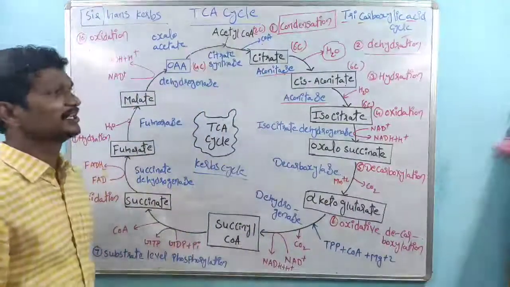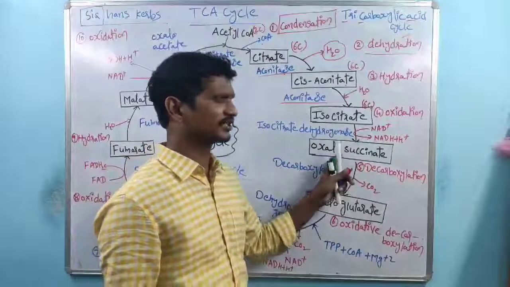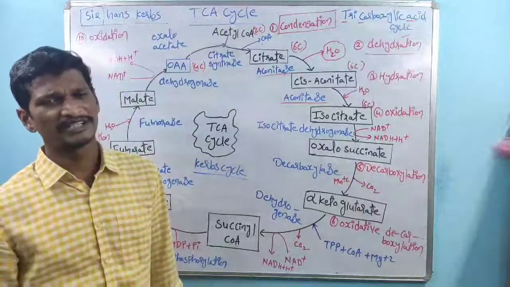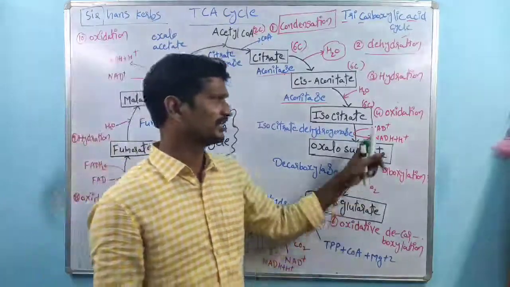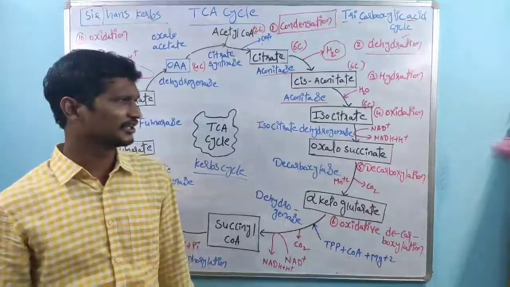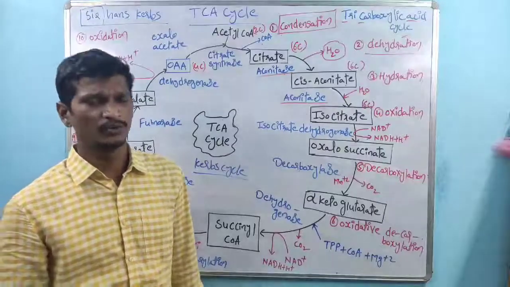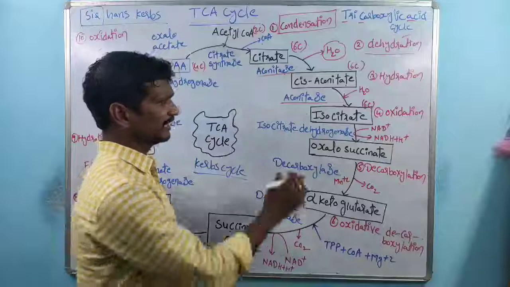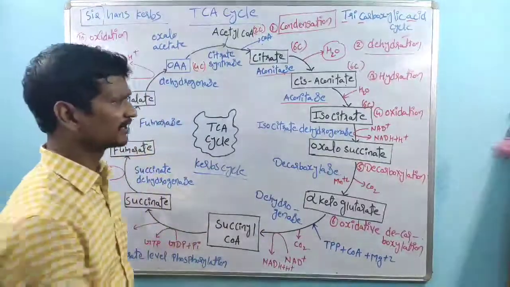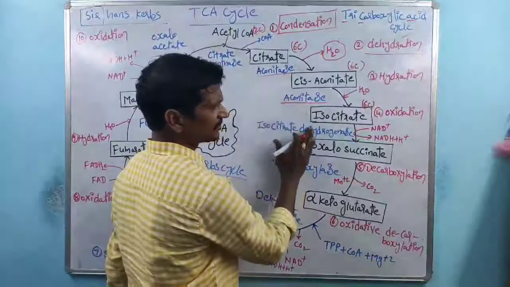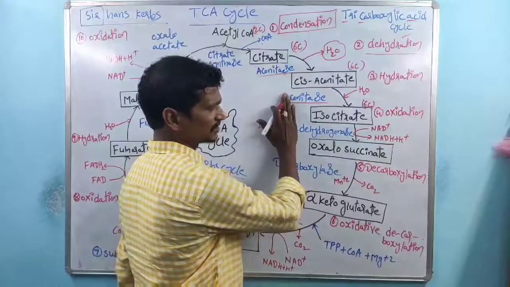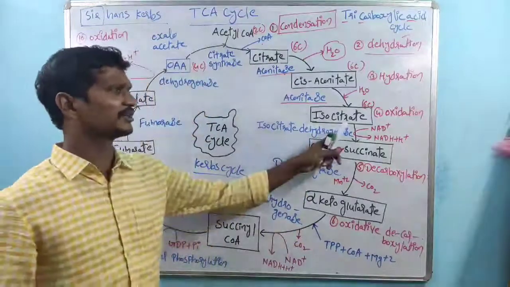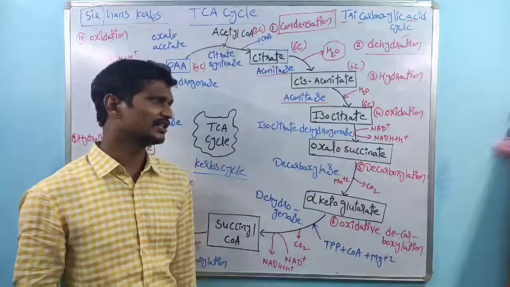Right? The next one is that isocitrate is converted into oxalosuccinate. In this process, NAD plus is converted into NADH plus H plus. This reaction is called oxidation. We know removal of hydrogen atoms is nothing but the oxidation reaction. So the enzyme is isocitrate dehydrogenase. Remember, the reaction is dehydrogenation, meaning removal of hydrogen. The enzyme name is isocitrate dehydrogenase.